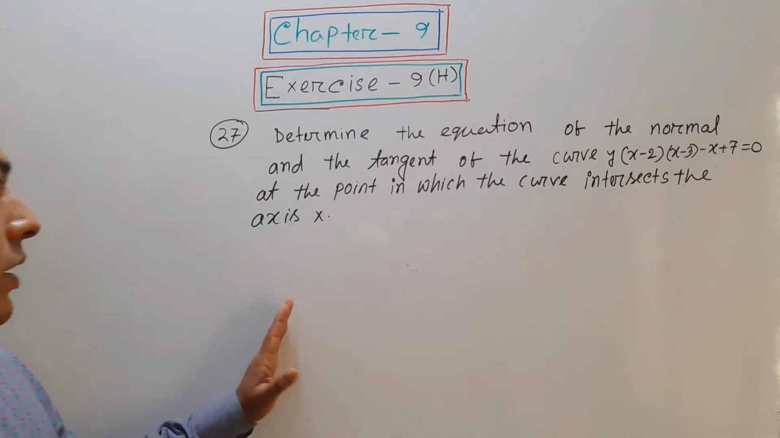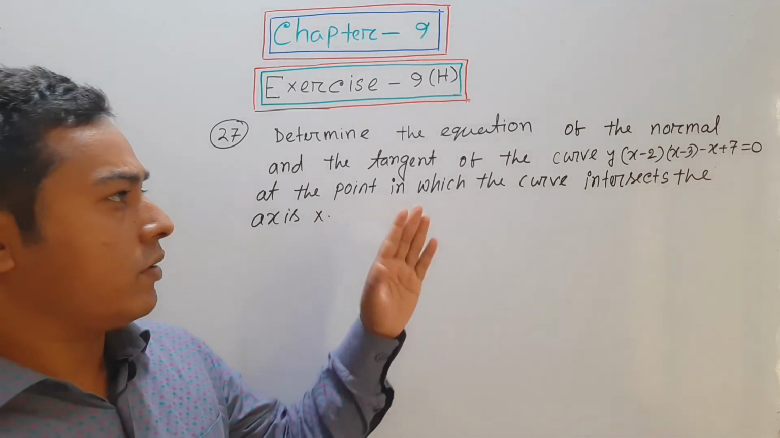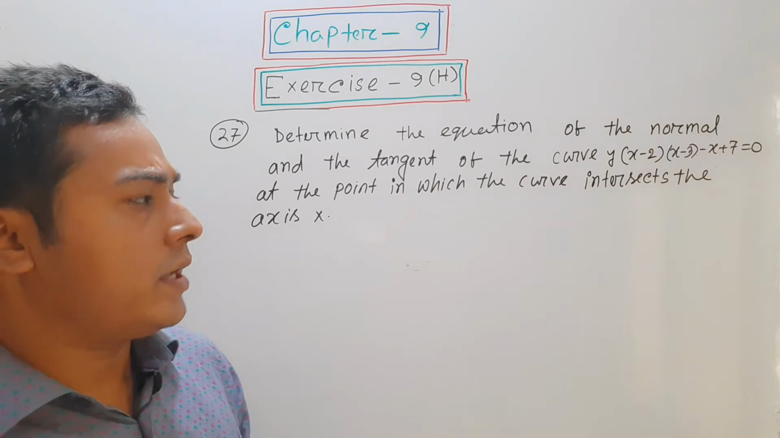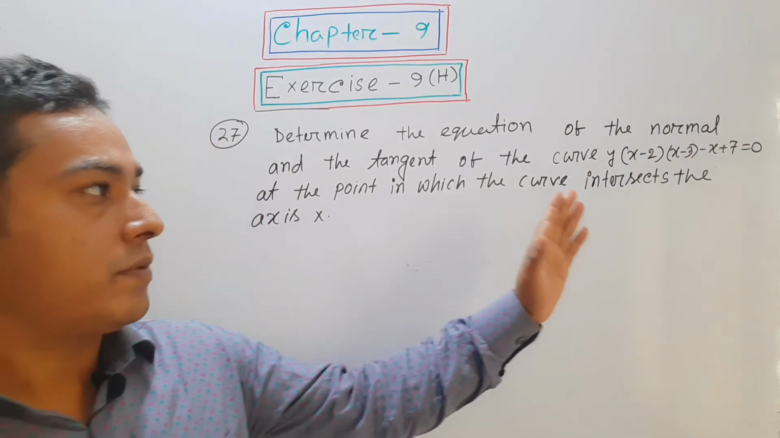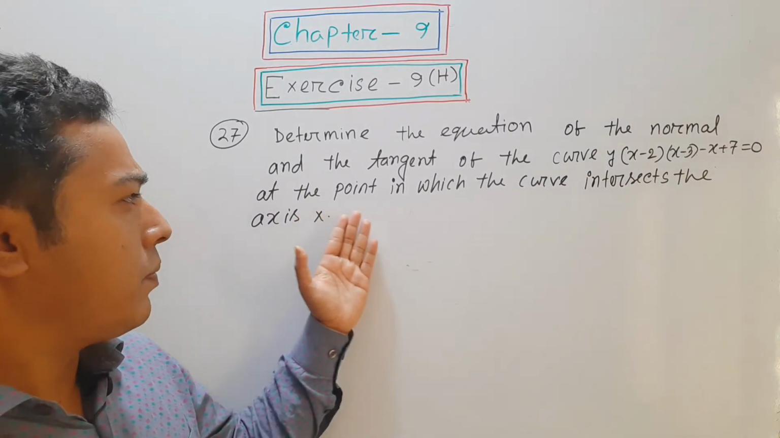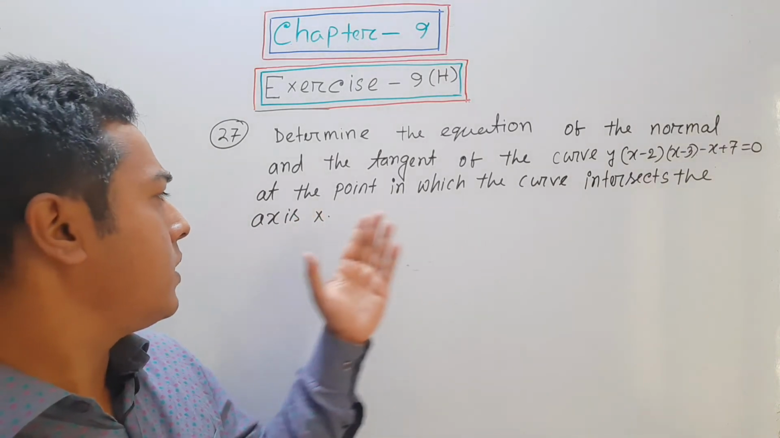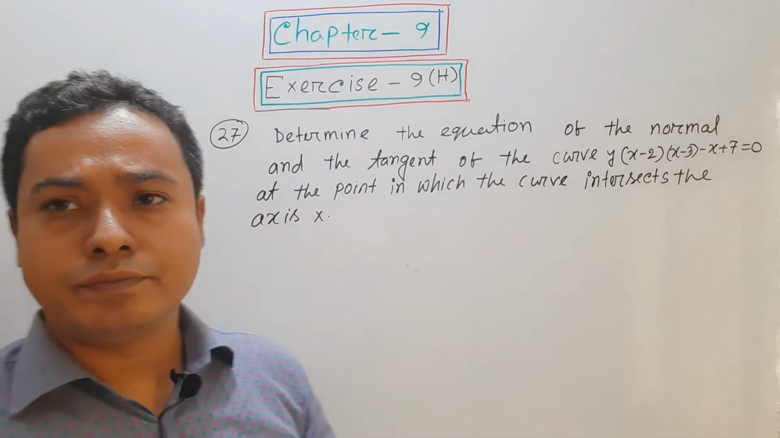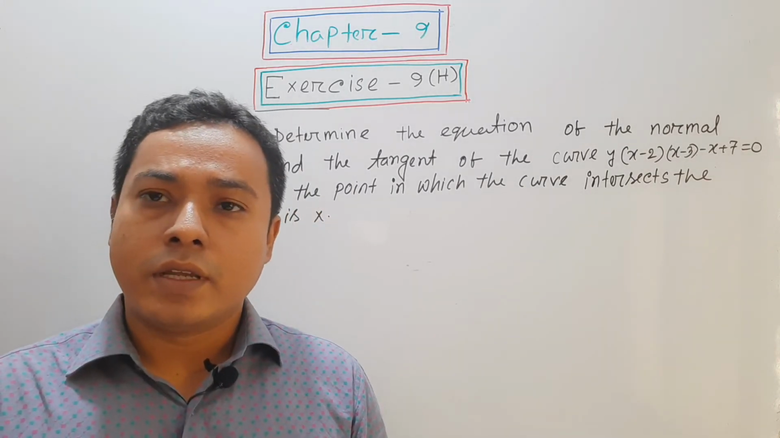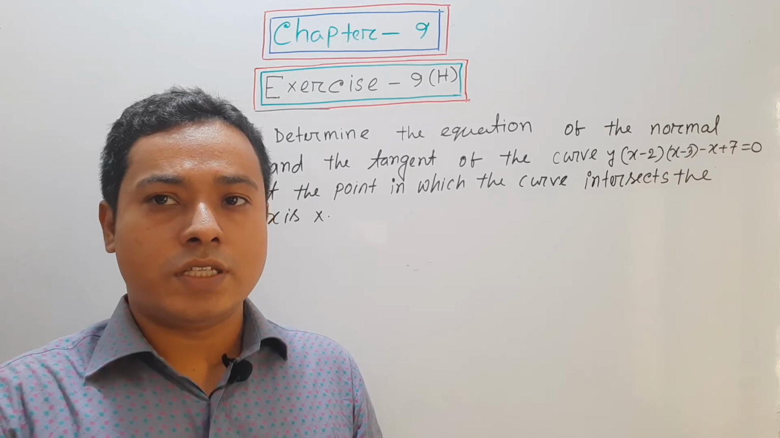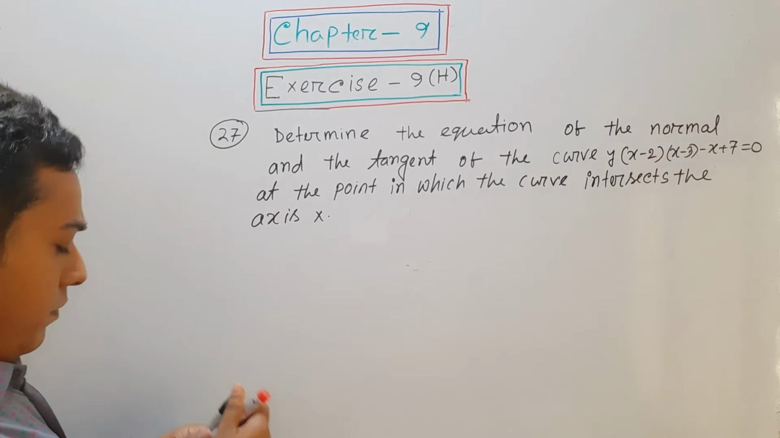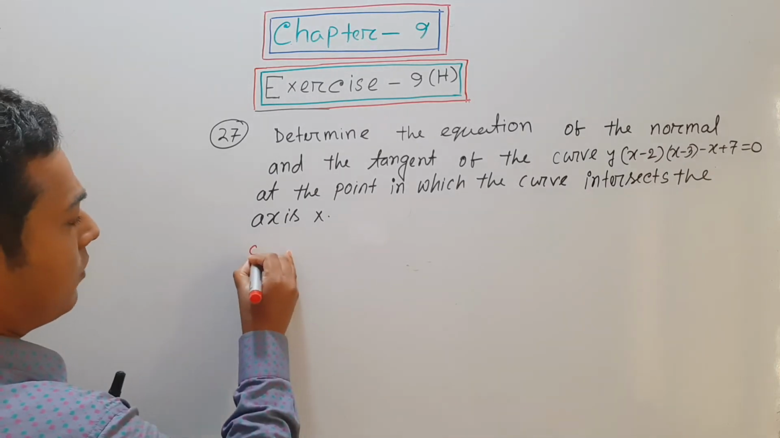Now question number 27. Determine the equation of the normal and tangent of the curve y into (x minus 2)(x minus 3) minus x plus 7 is equal to 0 at the point in which the curve intersects the x-axis. If the curve intersects x-axis, then the ordinate of this point is equal to 0. So solution of this question.